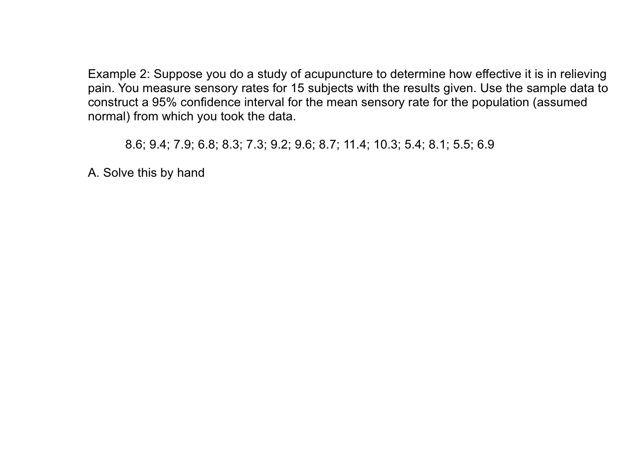Okay, so everyone needs to have their calculator out. Suppose you do a study of acupuncture to determine how effective it is in relieving pain. You measure sensory rates for 15 subjects, so N is 15. Use the sample data to construct a 95% confidence interval for the mean sensory rate for the population, which you can assume is normal, from which you took the data.